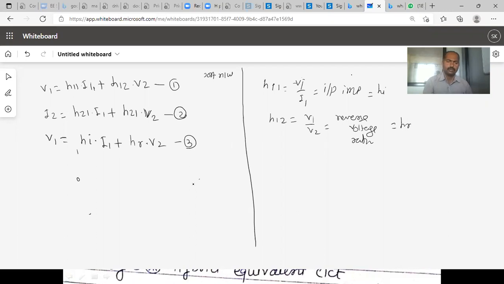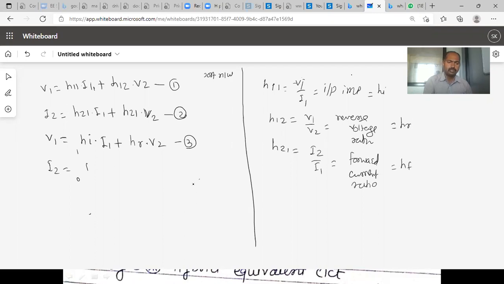Yes, sir. Now another second equation. This is nothing but I2 equal to H21. H21 is nothing but I2 divided by I1. This is the forward current ratio, right? So this is nothing but HF.